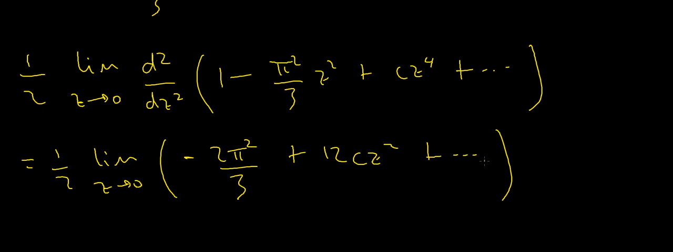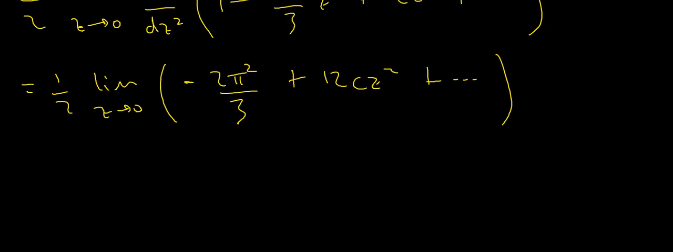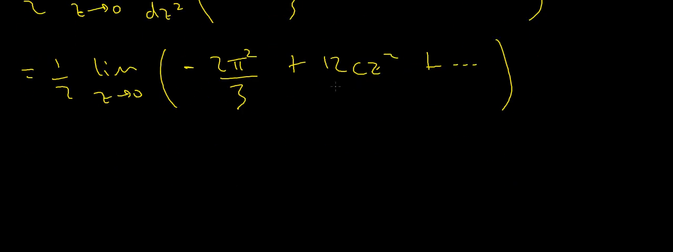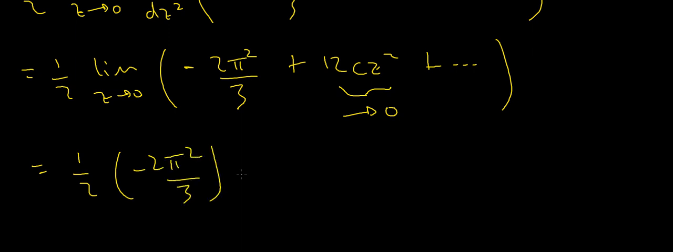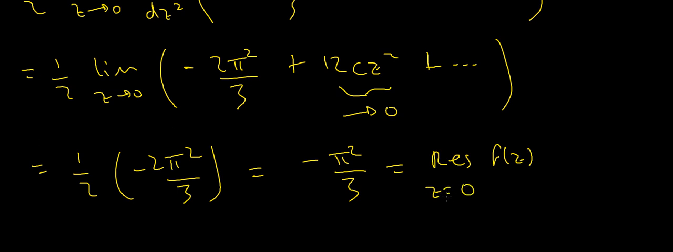So you can see this would be a z to the 4 term here. But when I take the limit as z goes to 0, obviously this thing is going to go to 0. So that's why I didn't need to worry about what the value of c was. So this is just going to be 1/2 times minus 2 pi squared over 3. And that's going to be equal to minus pi squared over 3. And that was my residue, just to recap, of my function f of z at the pole, the triple pole, z equals 0, the pole which had multiplicity 3.